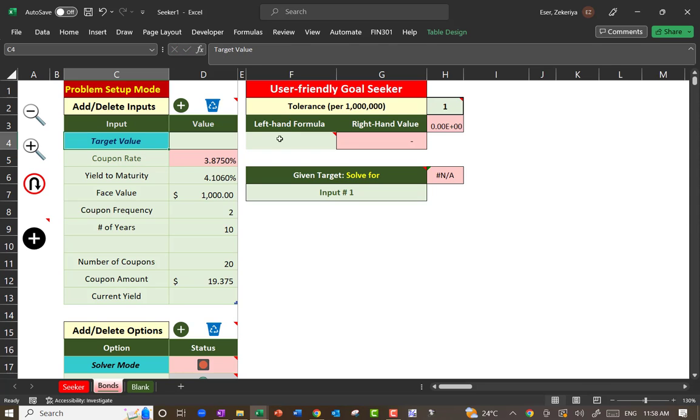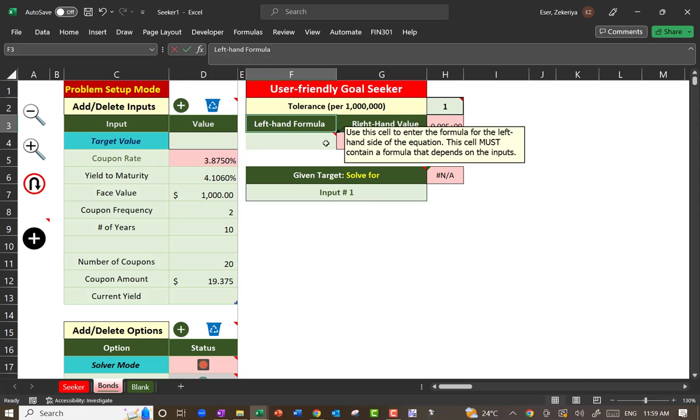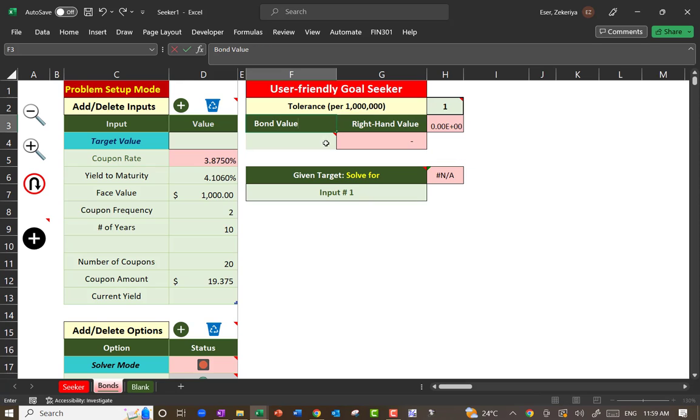Actually, let's leave the target value there. Instead of calling this left-hand formula, I'm going to call this bond value, because for the purposes of this template, that's what it is. Okay? And current yield is face value times coupon rate divided by bond value. Obviously, let's say that's $938.